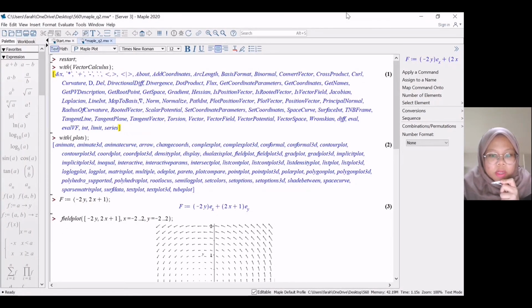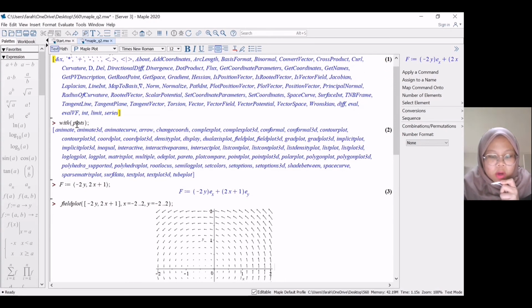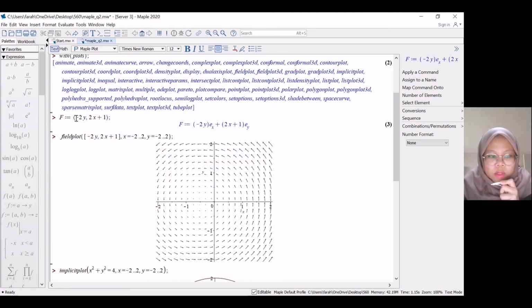So today I'm going to explain the Maple command for question 2 and also the manual calculation. Okay, in Maple, firstly we use the restart command. Then we use with vector calculus because we are going to use a dot product in the calculation. Next, we put the command with plots because we are going to plot the field using field plot and implicit plot. Then we insert the command for the equation of the force field, which is F(x,y) equal to negative 2y, comma 2x plus 1, where this is the component for vector i and this is for vector j.